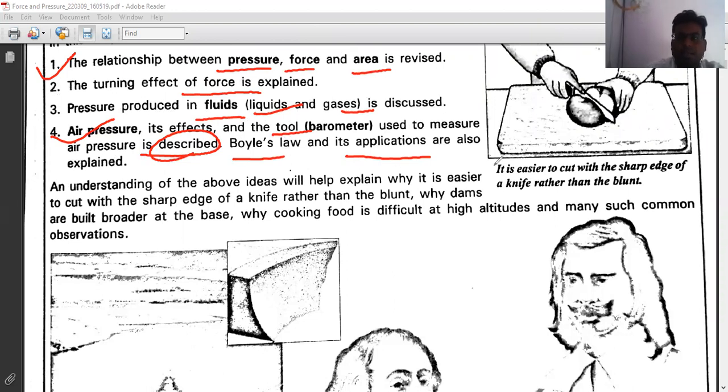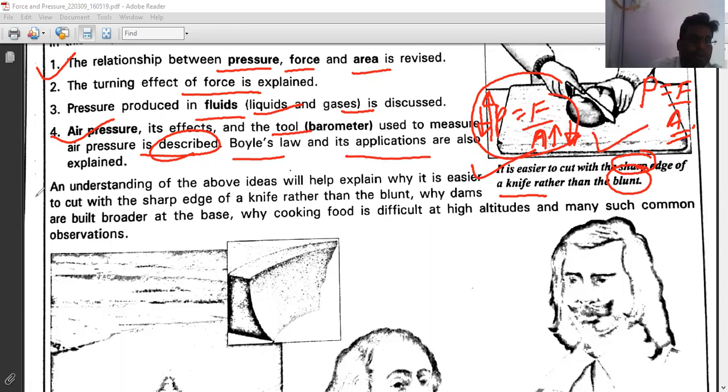So look at the diagram first. It is easy to cut with the sharp edge of a knife rather than the blunt, right? Because we know that pressure is force by area. If the area is large, pressure will be less. If the area is small, pressure will be large. So a knife with a sharp edge cuts faster because the sharp edge has less area. So less area will produce more pressure, right? So according to this formula, P equal to F upon A. This is the main formula applicable here.